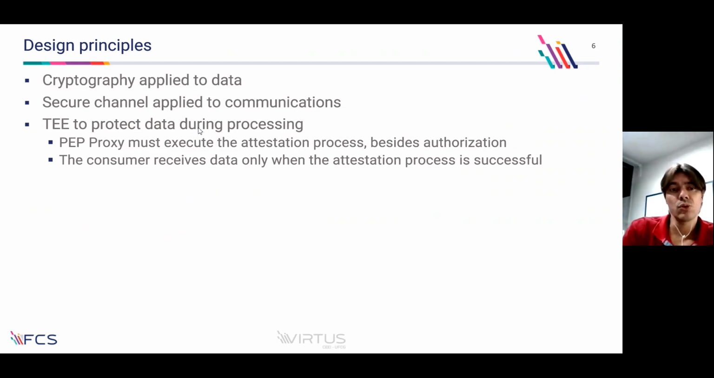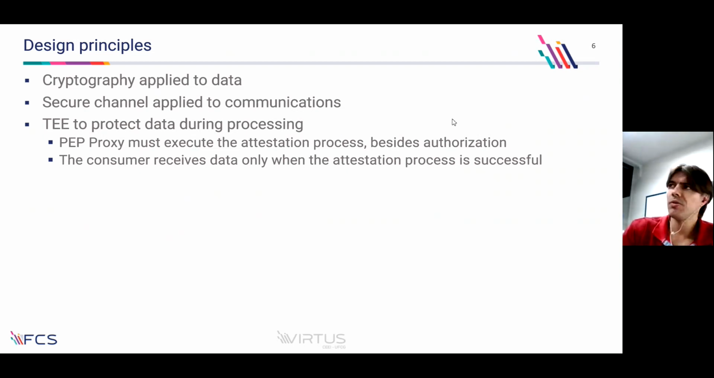So a policy enforcement point proxy must execute the attestation process to verify if the consumer that is requesting sensitive data really runs inside a trusted execution environment. This means that the consumer will receive the sensitive data only if it runs inside a trusted execution environment. So the policy enforcement point proxy will perform the attestation process besides authorization.